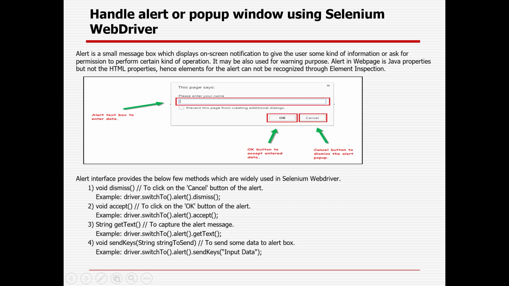Sometimes there may be okay, cancel or yes, no buttons. You can print the alert text. This is the text of the alert. You can add some value, and after that you can click on accept so that the okay or yes button will be clicked, or you can dismiss it with the help of the cancel or the close button.